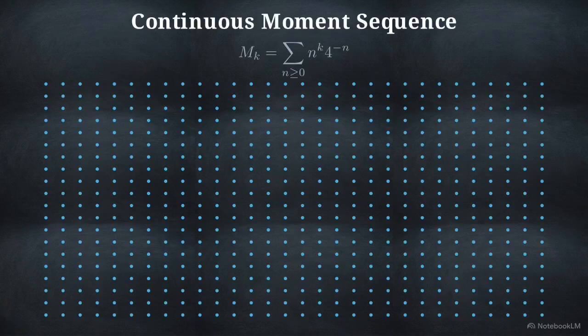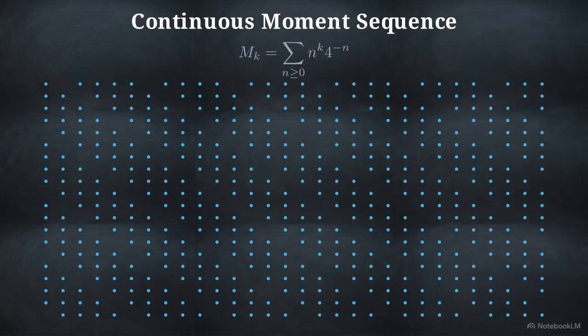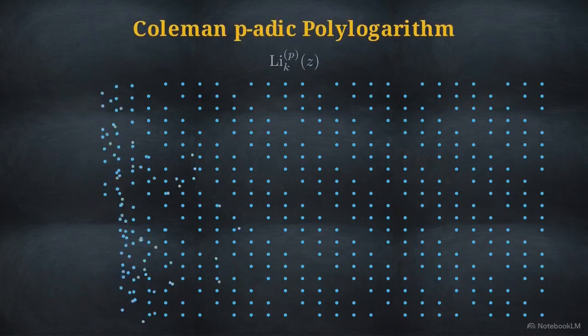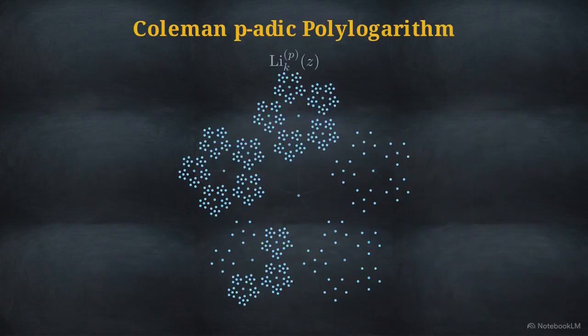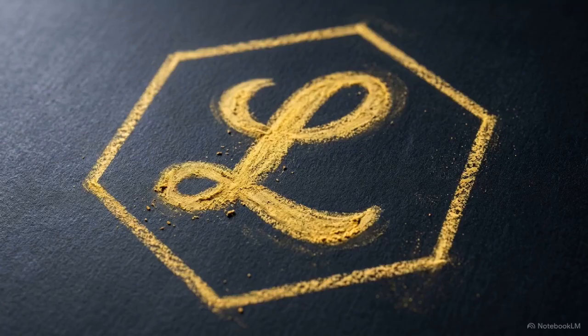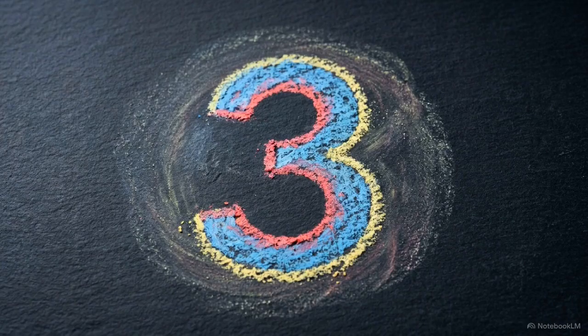We apply a mathematical filter called Frobenius stabilization, subtracting the Euler factor at p. This discrete filtration cleanly maps our continuous moment sequence into the Coleman p-adic polylogarithm. Evaluating this discrete structure at roots of unity returns the exact p-adic L-values of Dirichlet characters. The boundary isn't strictly a geometric barrier. By bypassing it arithmetically, we uncover the hidden prime number structure governing the Mock theta function.